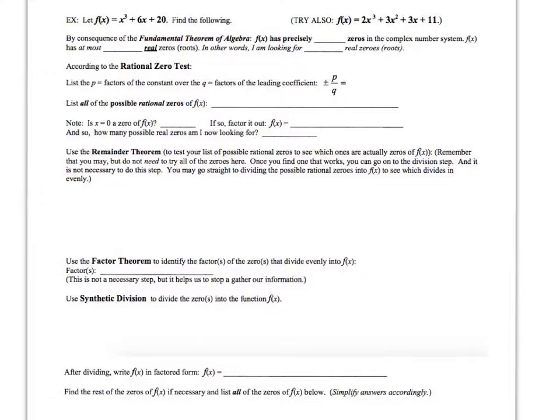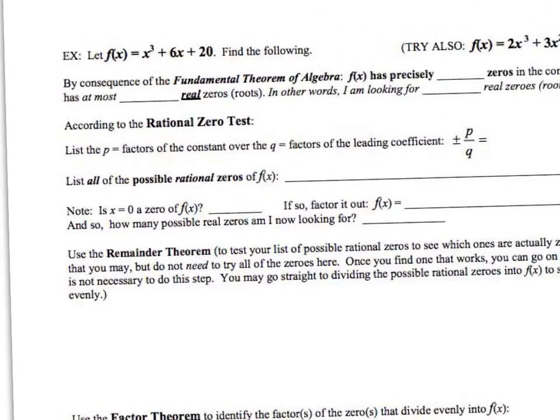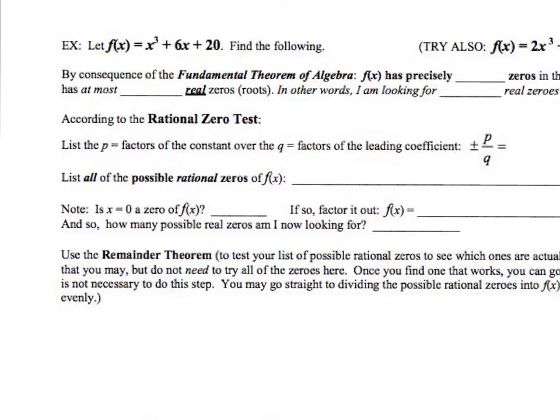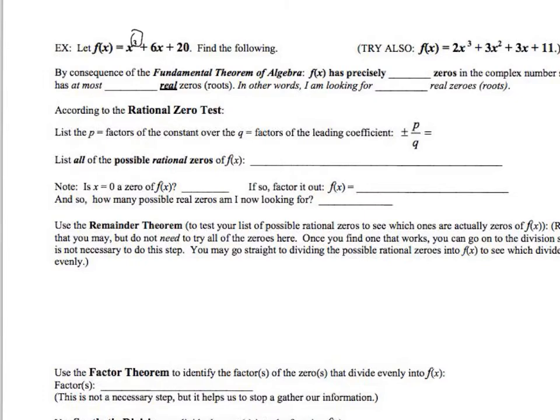Okay, let's look at an example of one. So we have a function, and we have the function x cubed plus 6x plus 20. So if you look at this, the degree of this function is obviously 3. It's the highest power in the polynomial. So by a consequence of the fundamental theorem of algebra, like we talked about earlier, this f of x has precisely 3 zeros in the complex number set, because the degree is 3. So our goal is to find 3 zeros.